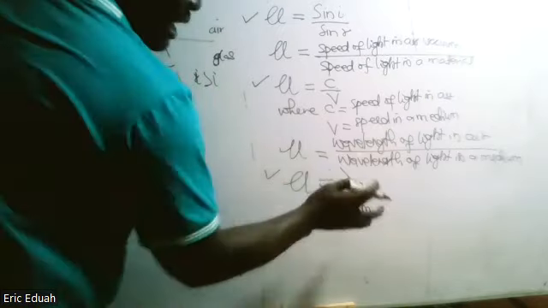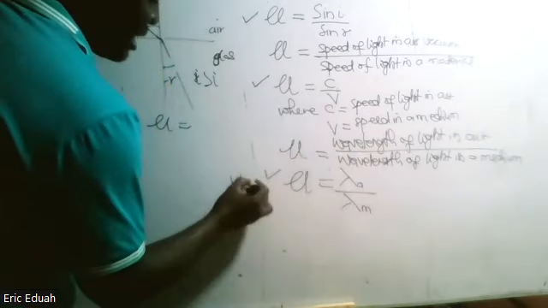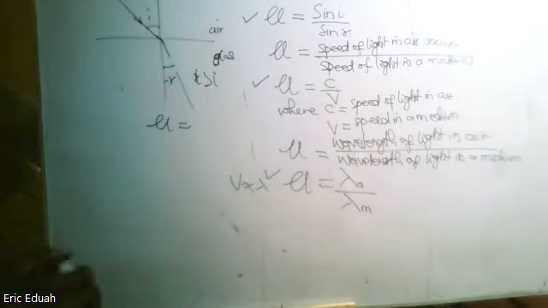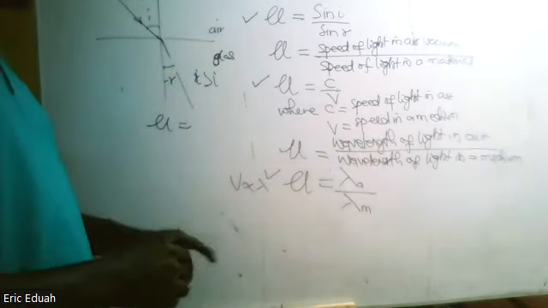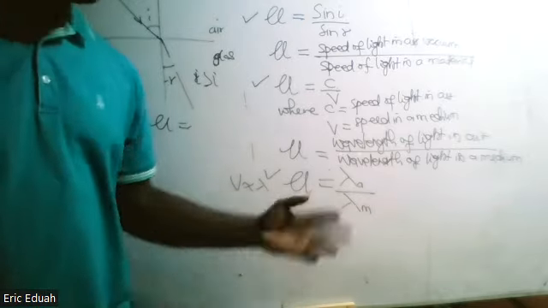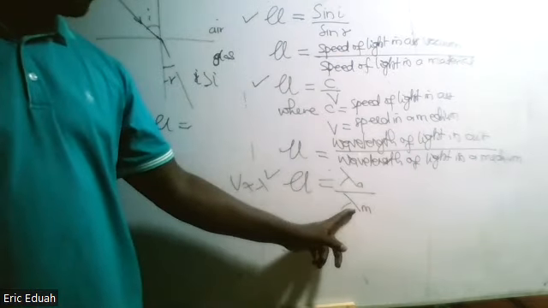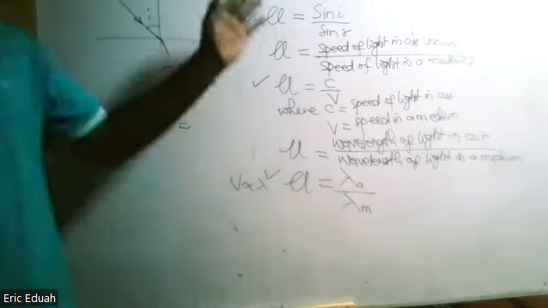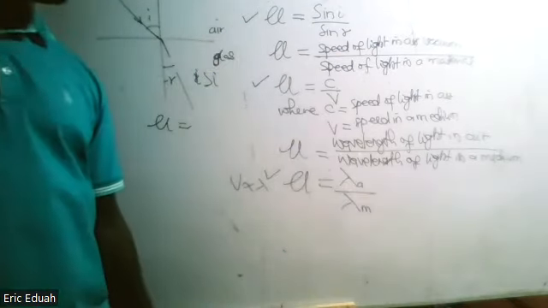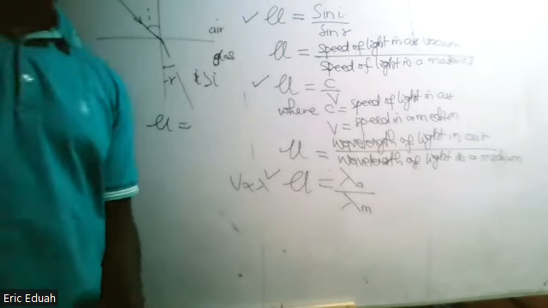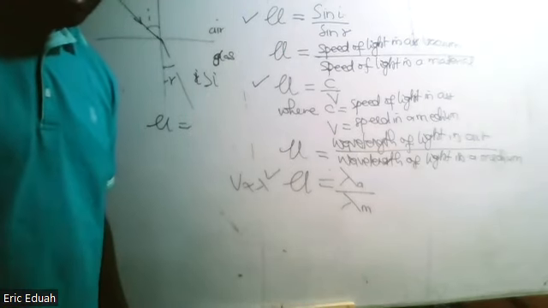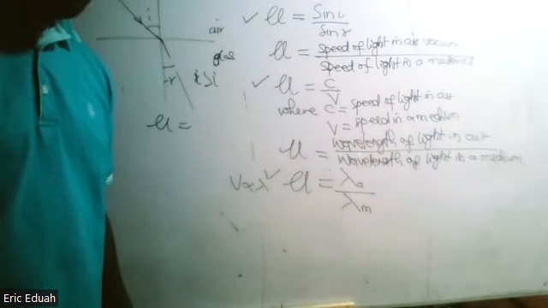Then wavelength. I said V is directly proportional to lambda. So if V is greater in air, then clearly the wavelength would also be greater in air than in another medium. So this ratio is also greater than 1. Hence, absolute refractive index is always greater than 1. Understood?